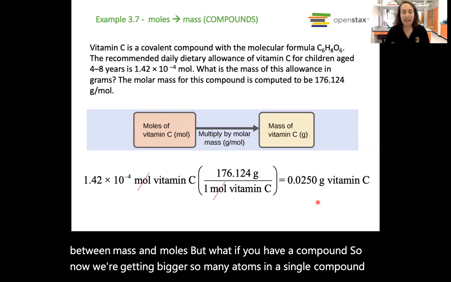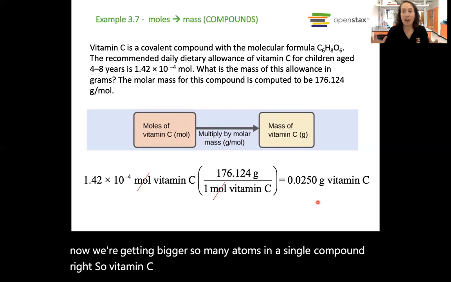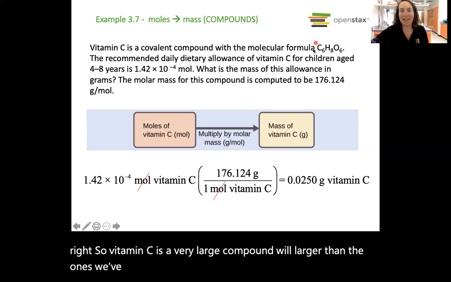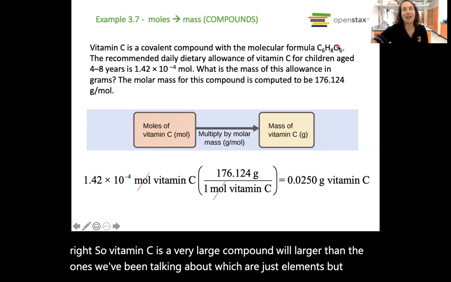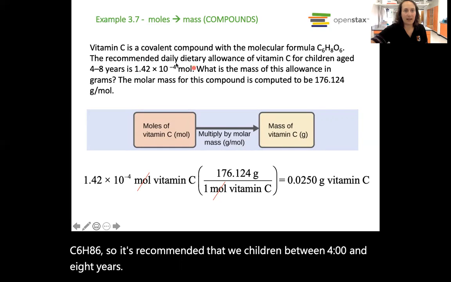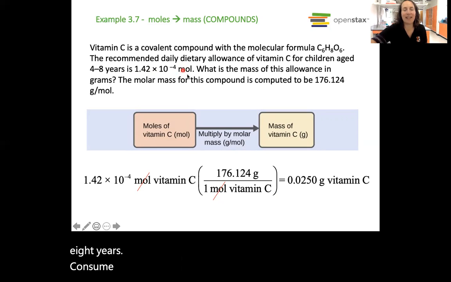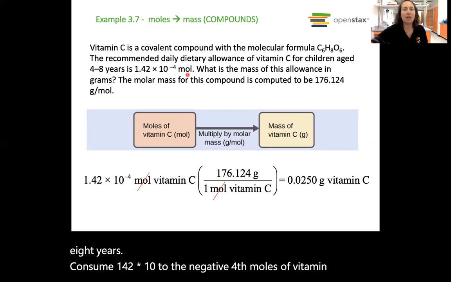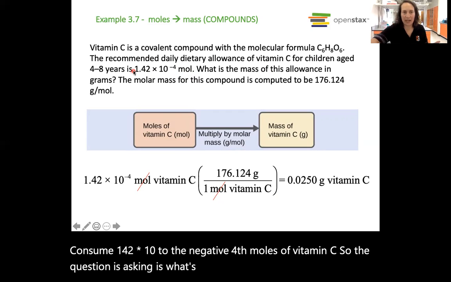So vitamin C is a very large compound, well, larger than the ones we've been talking about, which are just elements. It's C6H8O6. It's recommended that children between 4 and 8 years consume 1.42 times 10 to the negative 4th moles of vitamin C. So the question's asking, what's the mass of this in grams?